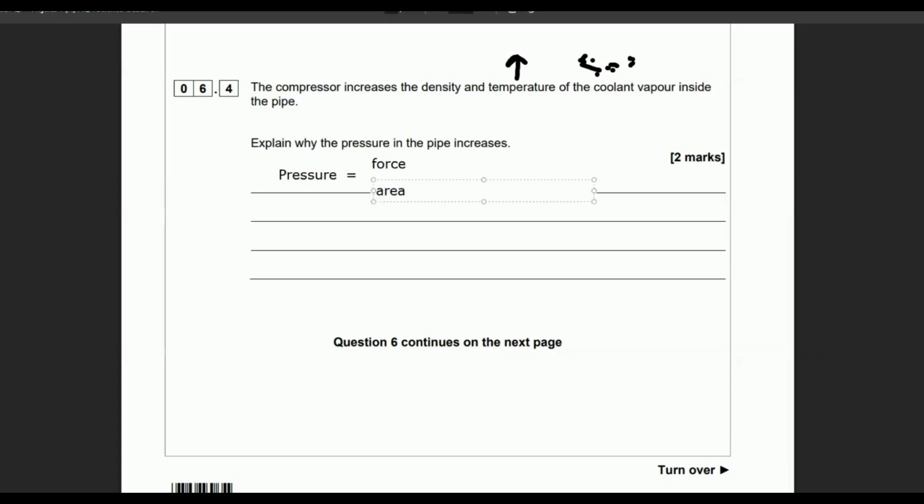So if I can increase the force, I'm going to increase the pressure. And the fact that we've increased the temperature means the particles are going to collide with more force, exerting more force on the area of the walls of the pipe, increasing the pressure.